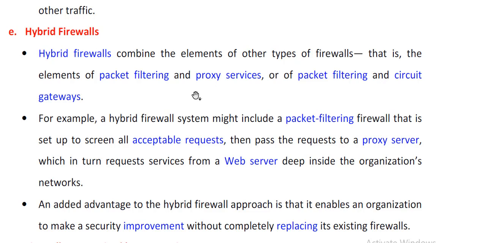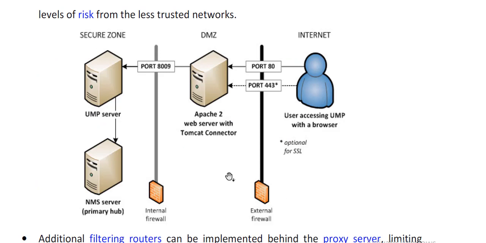The simplest application of a hybrid firewall is to install a gateway or a proxy server plus a packet filtering firewall. Here is the clearest example. This is a hybrid implementation of a firewall where we are using a proxy server. This is an application gateway or application firewall and a packet filtering firewall, which is the network layer firewall. So this hybrid installation of firewalls improves the security of our company.